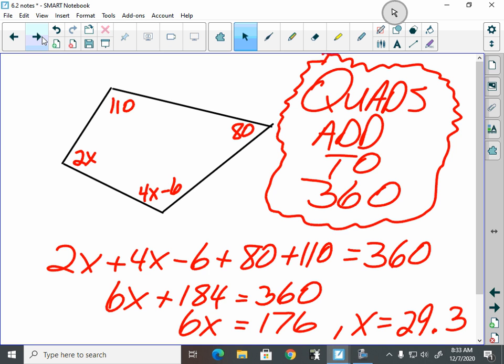And don't forget that the corners of a quadrilateral add up to 360. If it's got 4 sides, it adds up to 360. So this plus that plus that plus that equals 360.